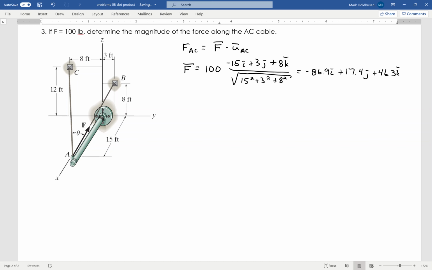Now I need to get the unit vector, and that's the unit vector from A to C. When I dot these together, I'll be able to figure out how much of that 100-pound force is directed along the AC axis. So the AC position vector will be negative 15i, negative 8j, and plus 12k. Again, this is going from A to C. That's the position vector, and this is its magnitude.